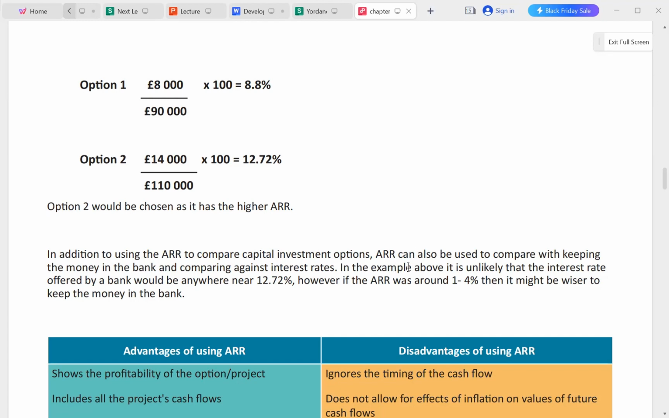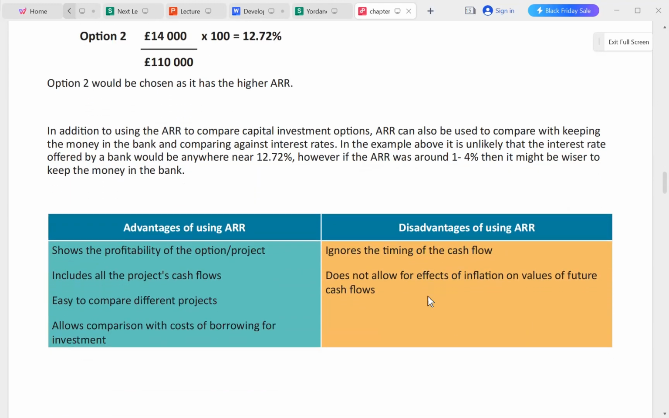In the example above, it's unlikely that the interest rate offered by a bank would be anywhere near 12.72%. However, if the ARR was around 1 up to 4%, then it might be wiser to keep the money in the bank, because if your ARR was smaller than the bank interest rate, it would be wiser for you to keep it in the bank rather than investing it.